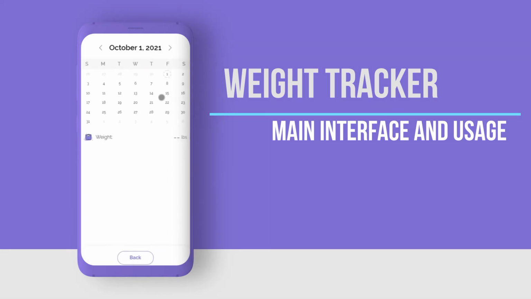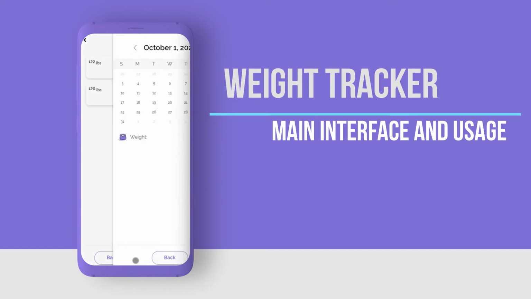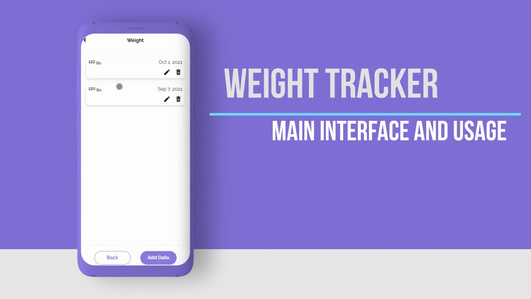This opens up the calendar view, where you can select a date and enter your weight. You will notice that the date where you entered the data has a little red dot at the top. And as you can see, the second record now shows up in the cards view.